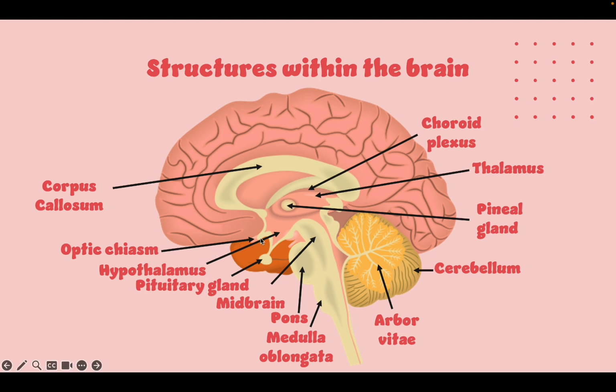We have the optic chiasm right here. Looking at the brainstem, we have the midbrain, we have pons here, we have the medulla oblongata, and we have the pituitary gland here. And yeah, that would be on the human brain.